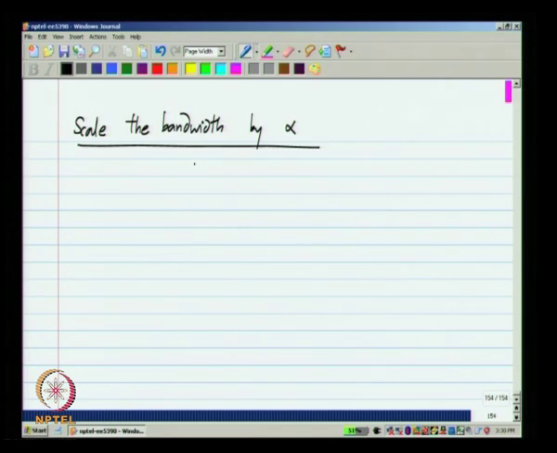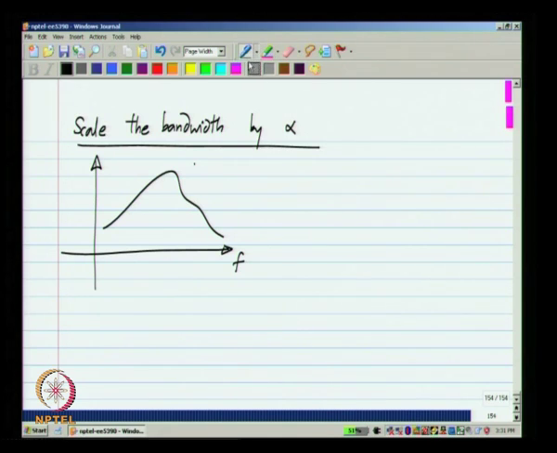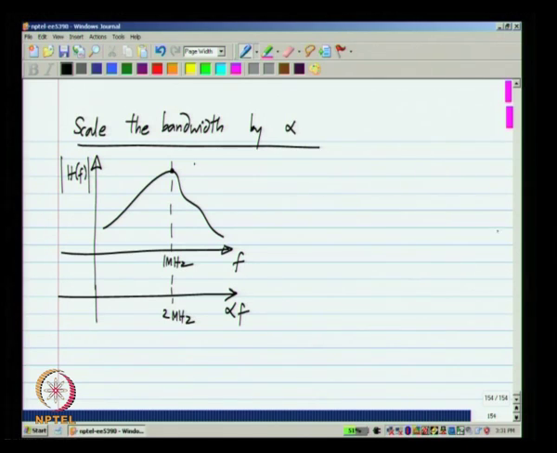So, what it means is that if one of the circuits has some frequency response like this, the other circuit will have exactly the same frequency response, where this is alpha f. So, let us say we take alpha equal to 2. Let us say the peak of some transfer function occurs at some frequency f naught, let us say 1 megahertz. If alpha equals 2, in the scaled circuit exactly the same shape will be preserved for the frequency response, and the peak will occur at 2 megahertz.